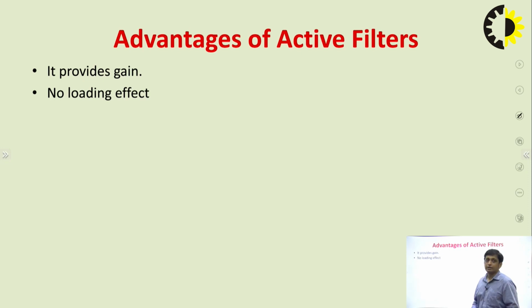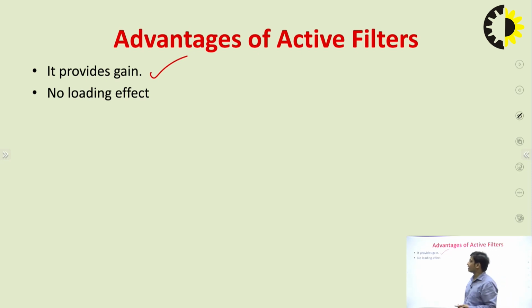Advantages of active filters. As I have mentioned, in passive filters, we get the attenuation. Why? Because in passive filters, we are using only resistor, capacitor and inductor, and these elements cannot amplify the signal. So, in order to remove the drawbacks of the passive filters, we use active filters, and the first advantage of an active filter is it provides gain. It provides gain because we are using an operational amplifier.